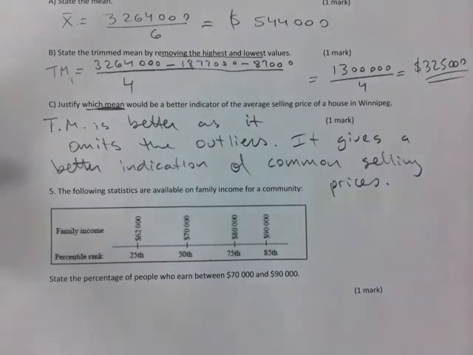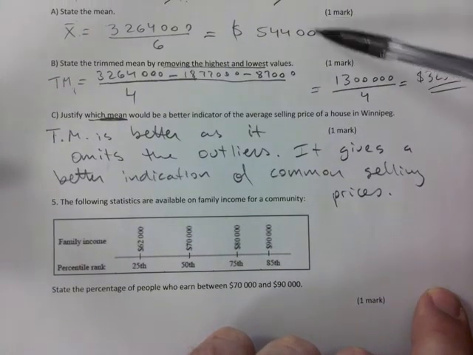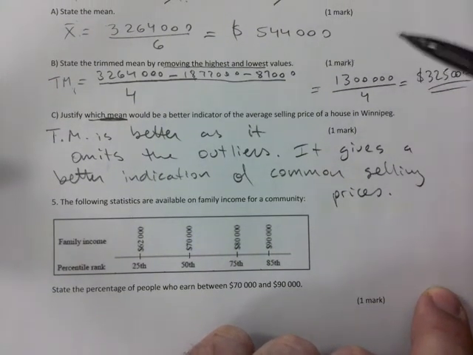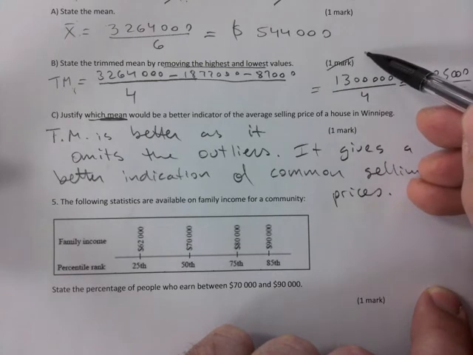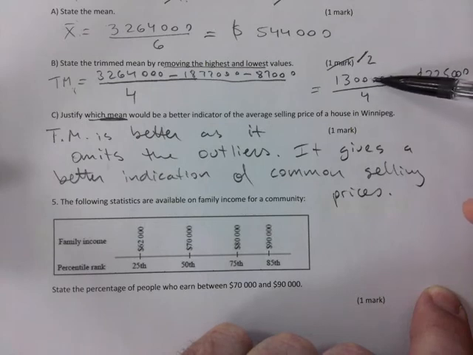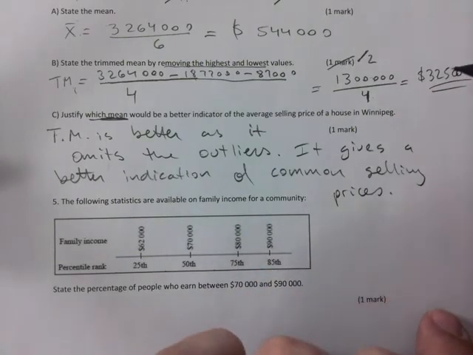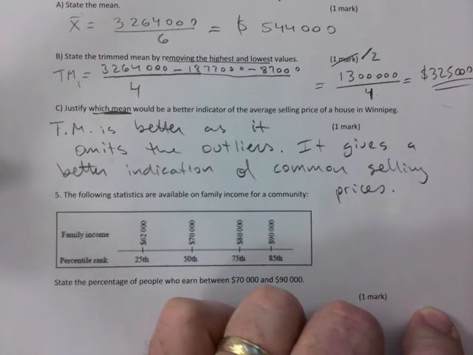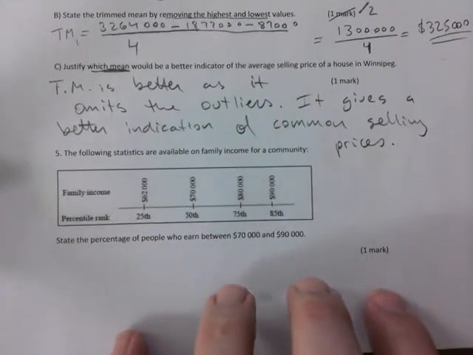So I also want to change the marks here. Go to 2B here. I'm going to make that worth 2 marks. You get 1 mark for having the 1,300,000 and another mark for having the 4 down here, because if you forgot to do that, you would only get 1 out of 2. That's assuming you did this right, of course. So there we have it.